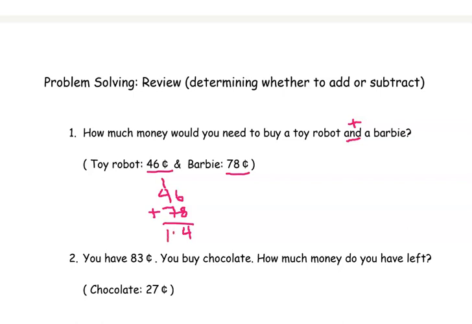So that means in total, the toy robot and the Barbie together equal 124 cents or $1.24. So we would put a dollar sign here. Or we would do 124 cents. Like that.